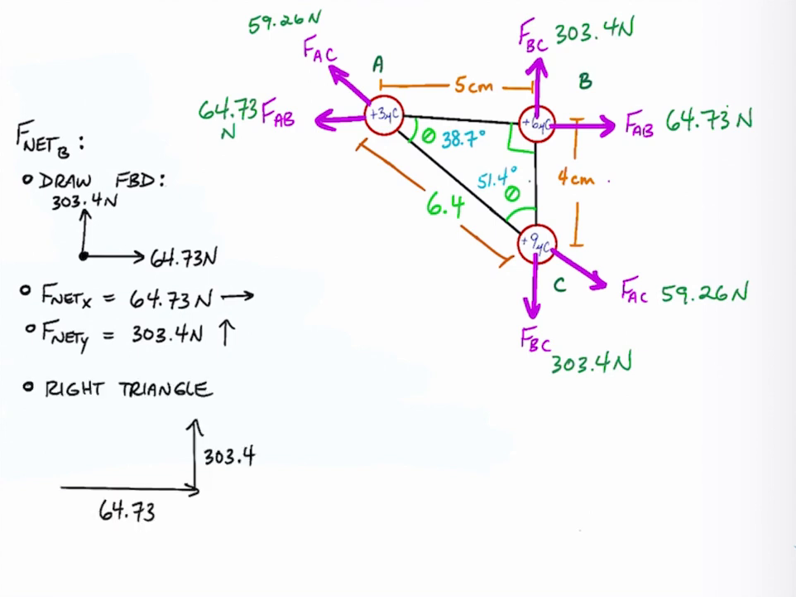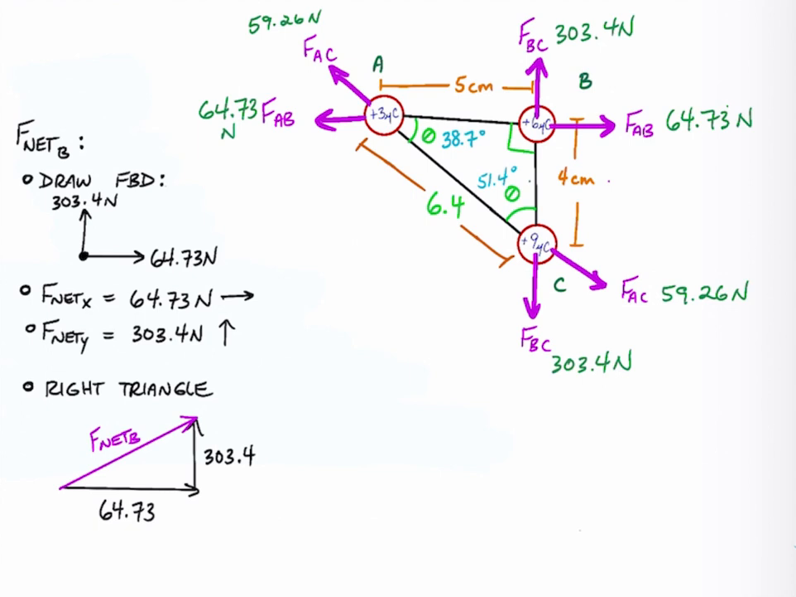So I'm going to start with the X. I drew the 64.73. From where I ended that arrow, I don't pick my pencil back up. From where I ended that arrow, I then add the Y going upwards. So I get this kind of right angle arrangement. And in order to find the final answer, the net force on B, it's just going to be the hypotenuse of that triangle.